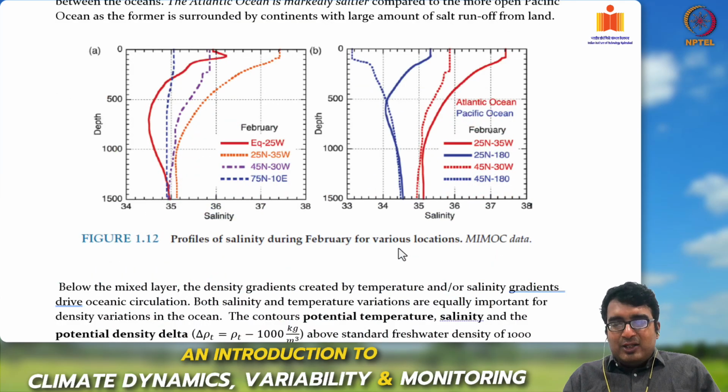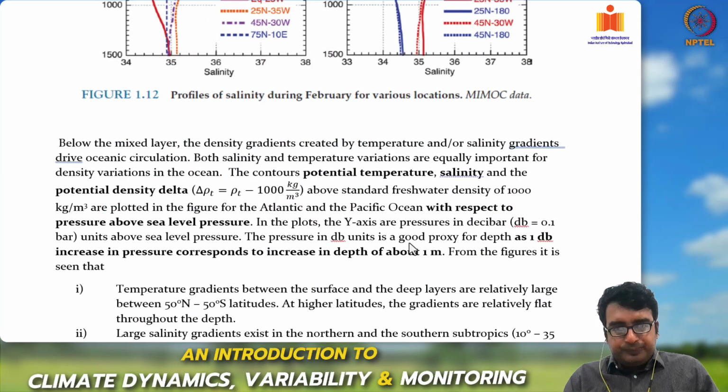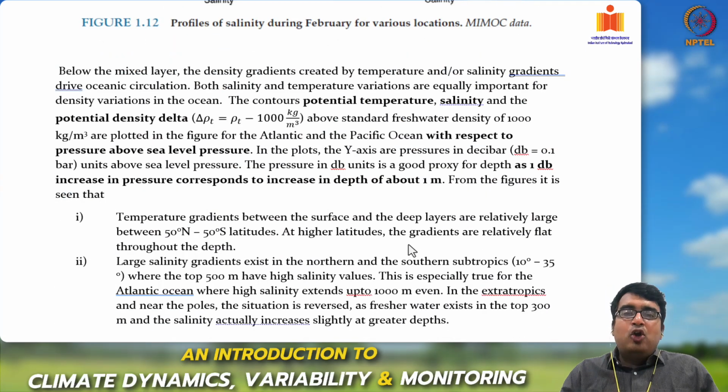In the previous class, we looked at the salinity gradients as well as the temperature gradients with seasons and in different latitudes of the Atlantic and the Pacific Ocean. Today, we will combine all of that information in looking at the contour maps of potential density, potential temperature and salinity.